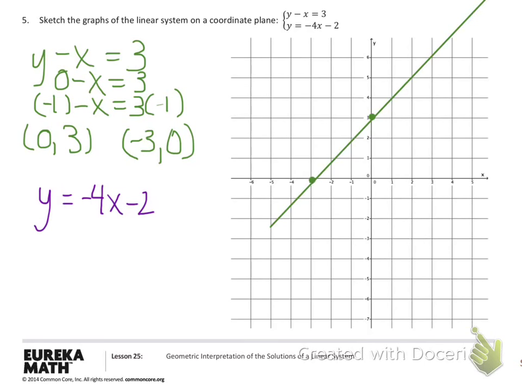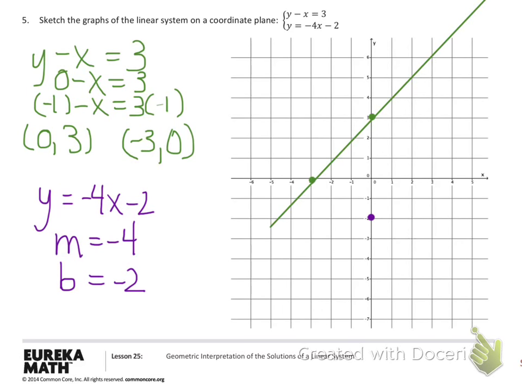And now we can work on the purple equation. So y is negative 4x minus 2. So the slope is negative 4, because this is in y equals mx plus b. And the y-intercept is negative 2. So let's go ahead and plot that y-intercept. That gives us our first point, 0, negative 2. Okay, so when x is 0, y is negative 2.